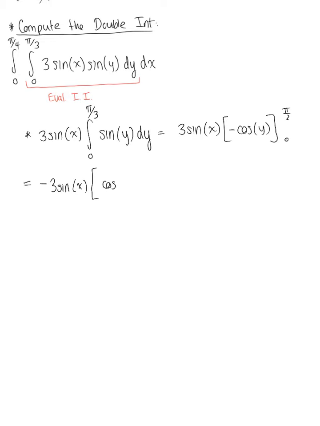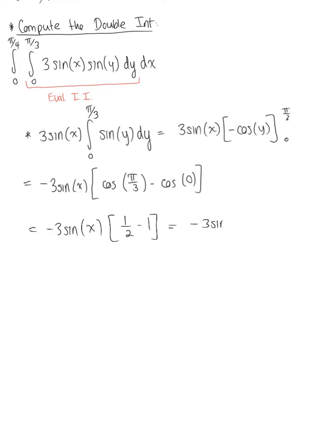multiplied by cosine of pi over 3 minus cosine of 0. So this simplifies to negative 3 times sine of x multiplied by 1/2 minus 1, which leaves us with minus 3 sine of x multiplied by negative 1/2, which we can simplify to 3/2 sine of x. So that is our inner integral. And we're now going to substitute this into the outer integral. So we are ready to evaluate the outer integral.